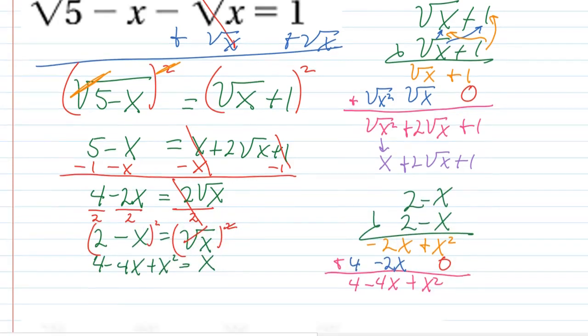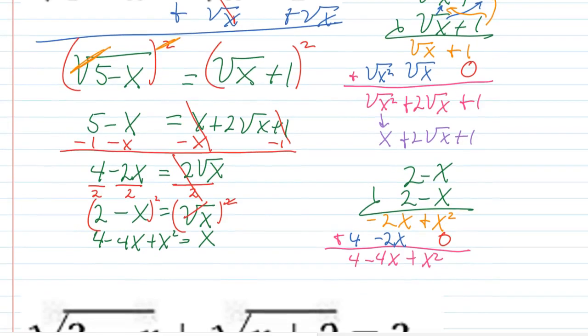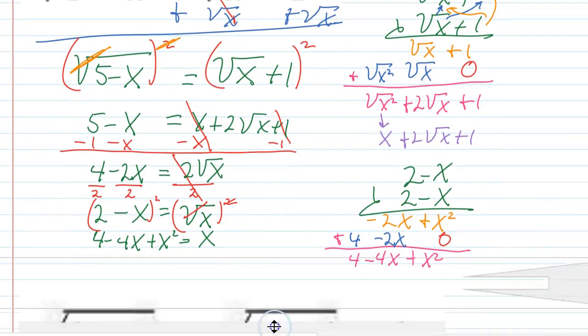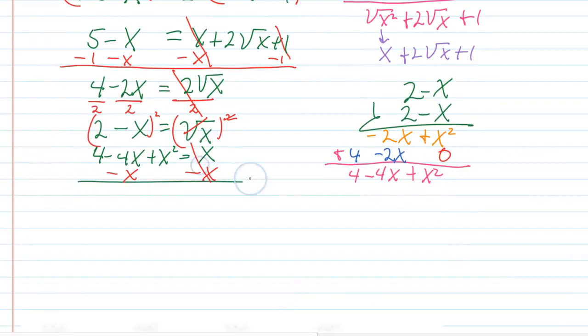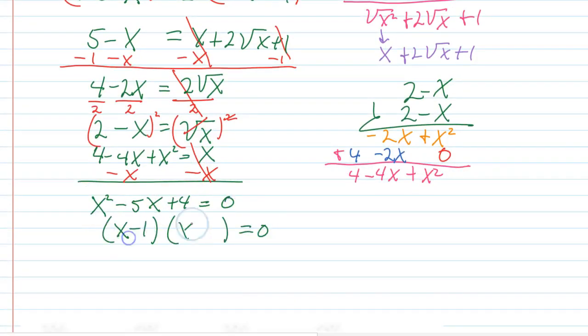Now I have a quadratic that I need to set equal to 0, so I subtract the x to the other side. And I write it in standard form. I'm going to solve by factoring. That gives me two answers: x is equal to 1 and x is equal to 5.